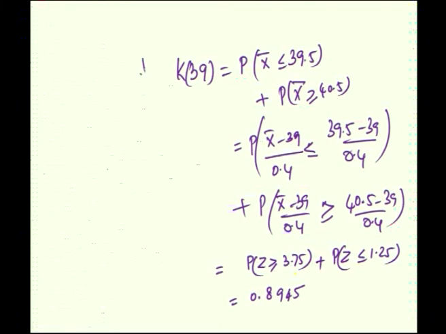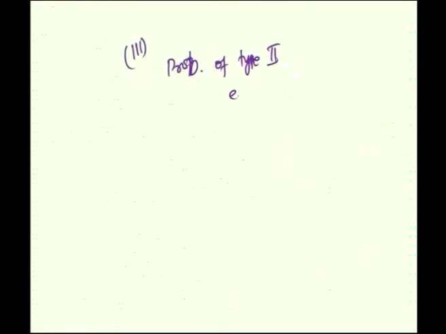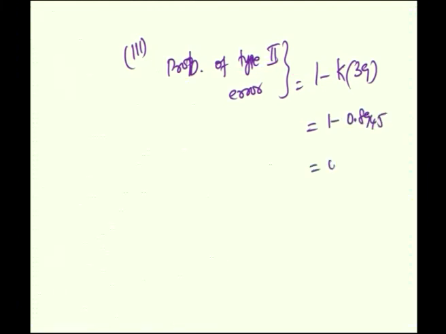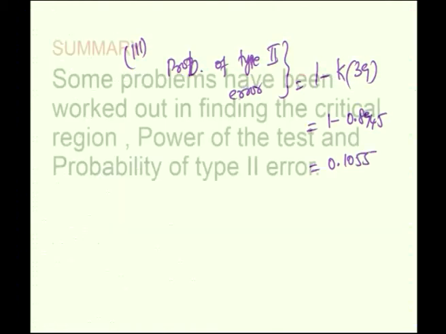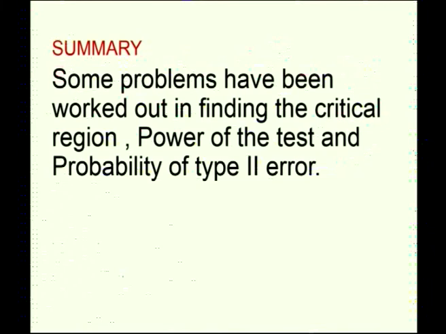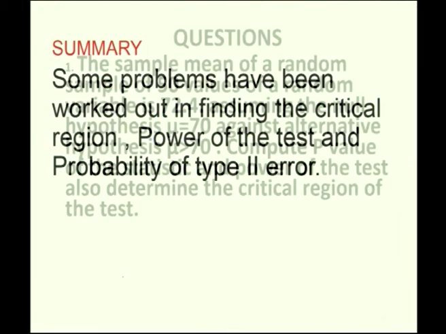Hence, we have found out the power of the test. Next, the probability of type 2 error is 1 minus k of 39, which is equal to 1 minus 0.8945, which is 0.1055. In this session, some more problems have been worked out in determining the critical region, power of the test and probability of type 2 error for particular two cases.